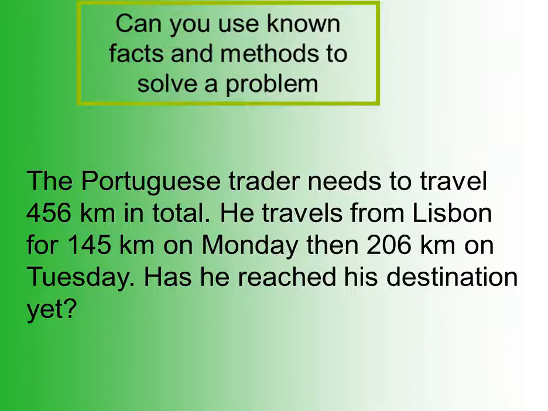So look to see what information is important. The Portuguese trader needs to travel 456 kilometres in total. That's the total distance he needs to go. He travels from Lisbon for 145 kilometres on the Monday, and then 206 on the Tuesday. We need to know how far he's got before we can see if he's reached his total. So we need to add up 145 and 206.